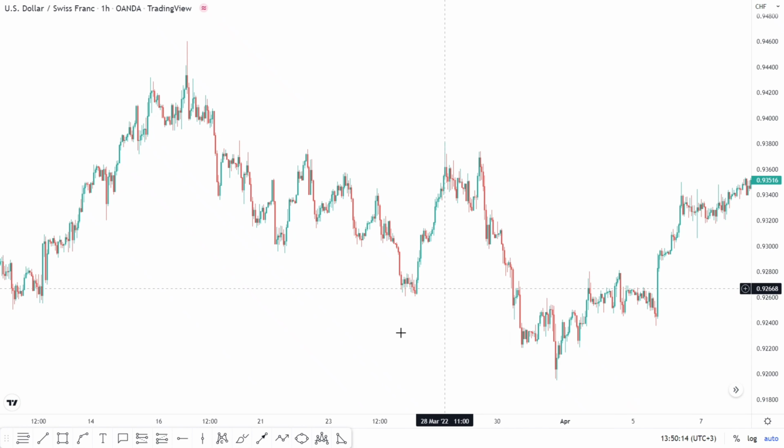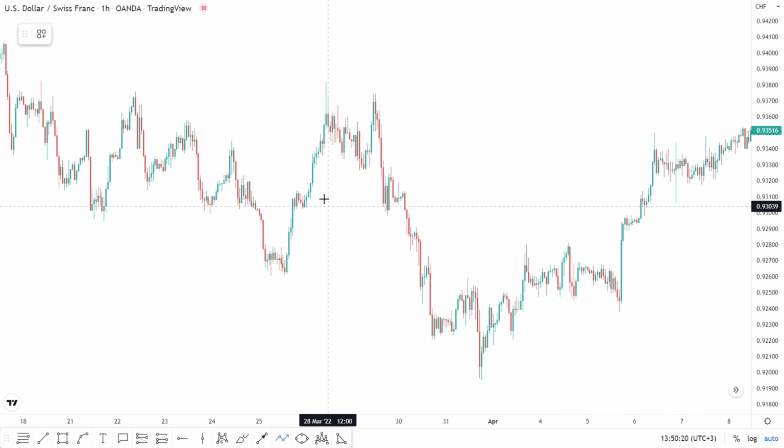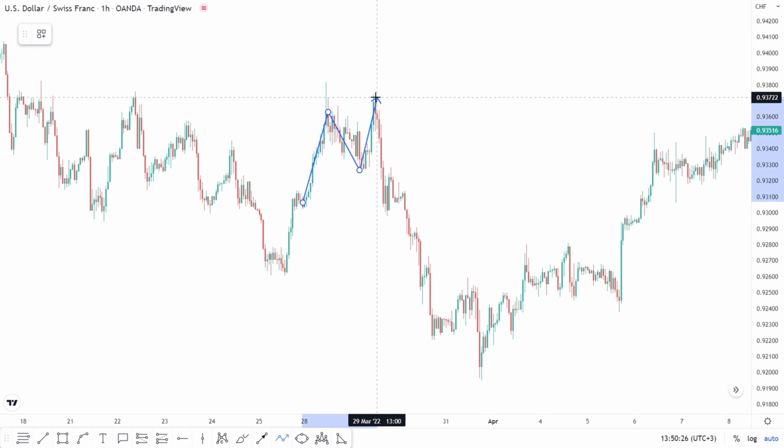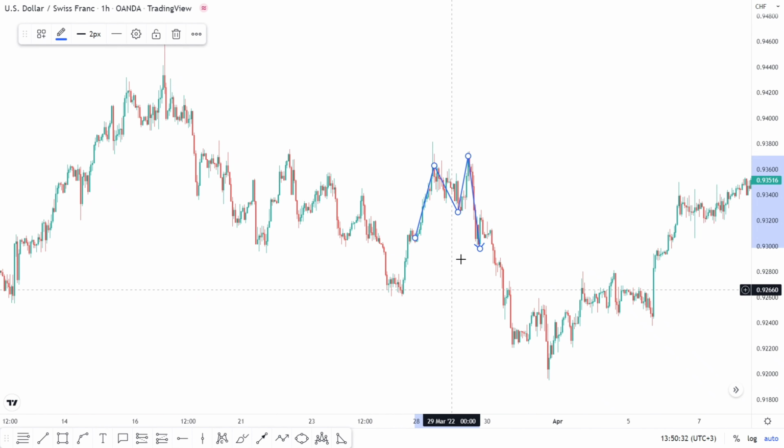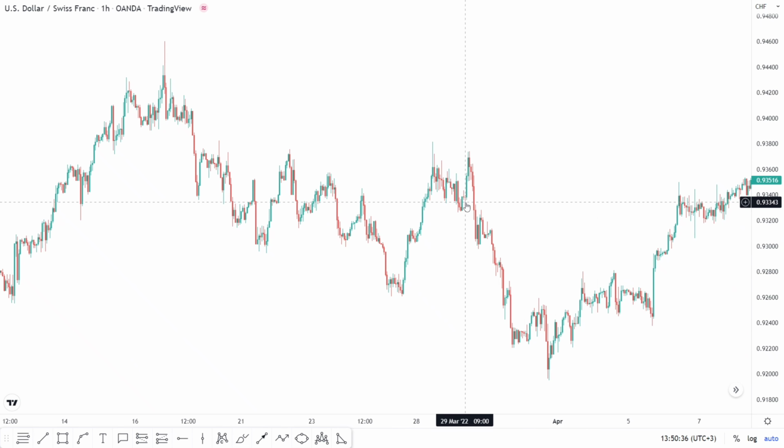So I'll show a second example, which is quite different in terms of the approach to the trade. First, we identify the M pattern. This is the M pattern. We have our first top, we have the neckline, second top, that's why we call it the double top. Then we have the complete M pattern.